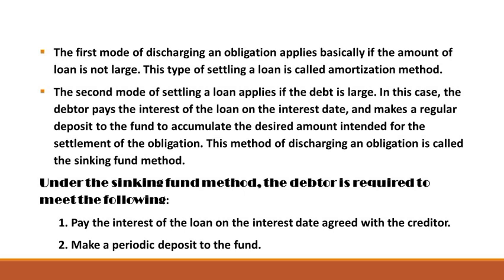The second mode of settling a loan applies if the debt is large. In this case, the debtor pays the interest of the loan on the interest date and makes a regular deposit to the fund to accumulate the desired amount intended for the settlement of the obligation. This method of discharging an obligation is called the sinking fund method. Under the sinking fund method, the debtor is required to meet the following. First, pay the interest of the loan on the given interest date agreed with the creditor. Second, make a periodic deposit to the fund.